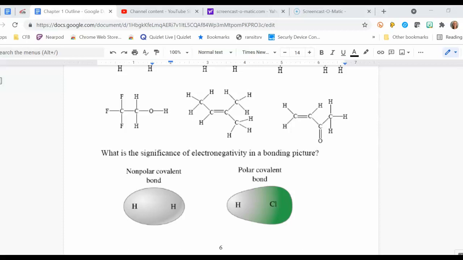Okay, so the question comes down to, why do we care if a molecule is polar or nonpolar? Here we have two examples of a polar and a nonpolar molecule. And the answer has to do with how it behaves in a chemical reaction. Both of these would be considered very stable molecules. They both have reached their lowest potential energy.